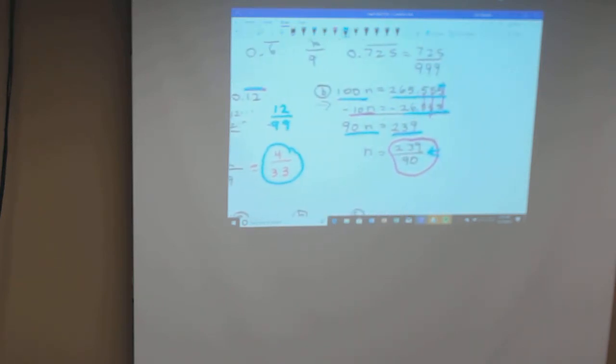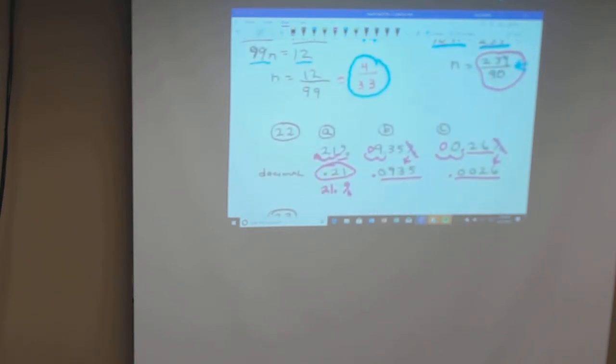And can I reduce that down? Is 239 on my chart? Sure enough. See why you want to bring that prime number chart with you? 239 over 90 is my final answer.